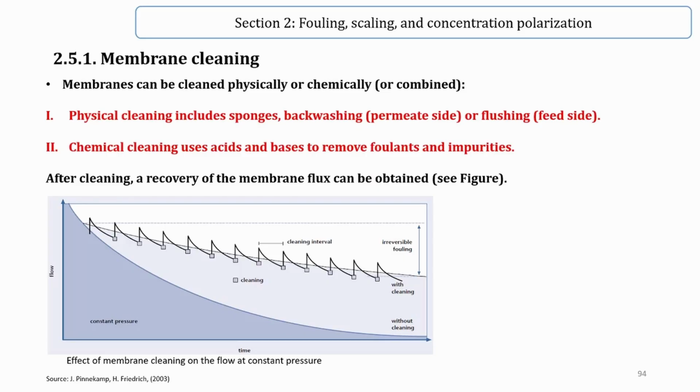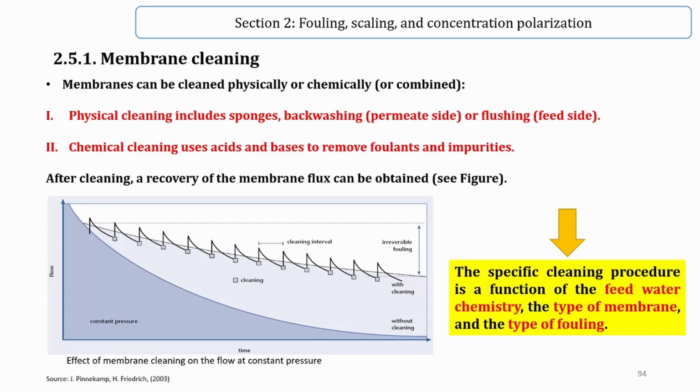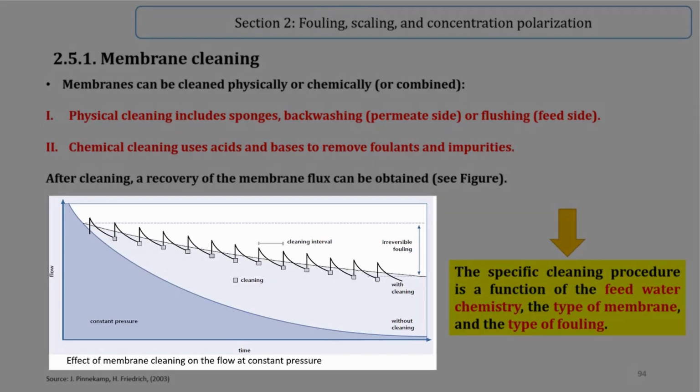Membrane cleaning. If the desired permeate flow is no longer realizable economically, a cleaning plan established by the membrane manufacturer is applied. Membranes can be cleaned physically or chemically or combined. Physical cleaning includes sponges or backwashing in the permeate side or flushing in the feed side. Chemical cleaning uses acids and bases to remove foulants and impurities. It has to be noticed that the specific cleaning procedure is a function of the feed water chemistry, the type of membrane, and the type of fouling.